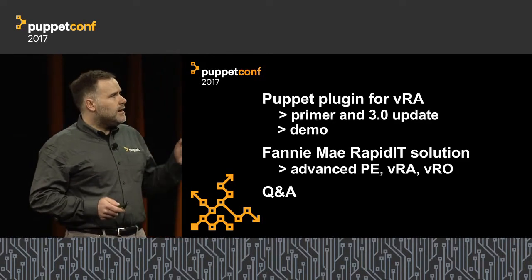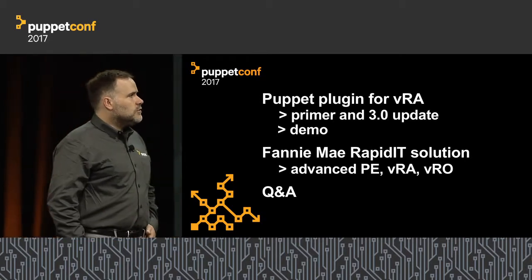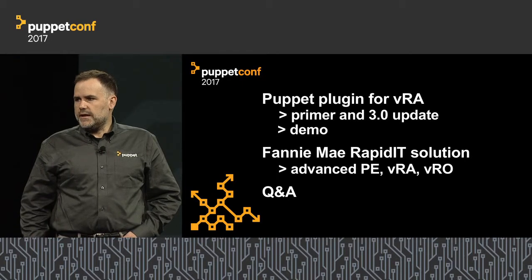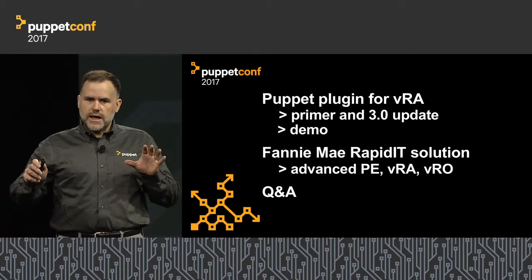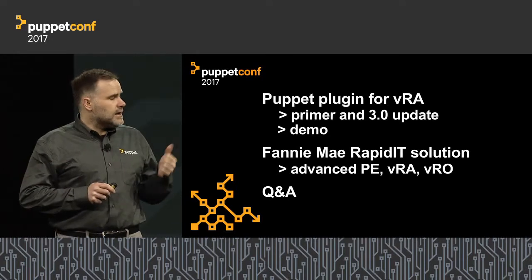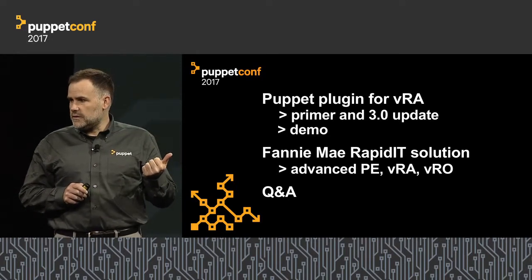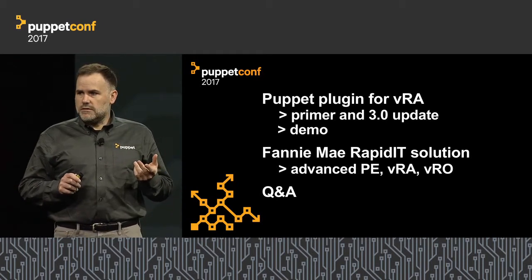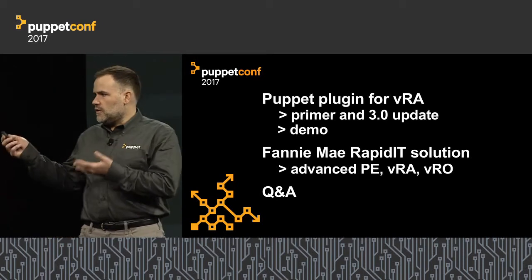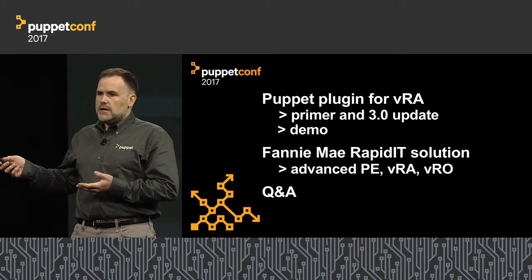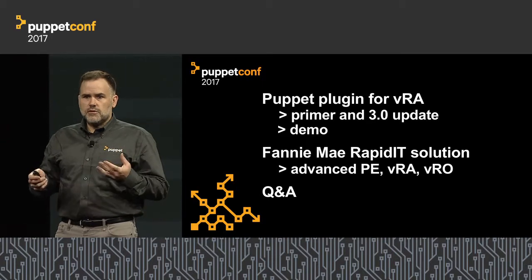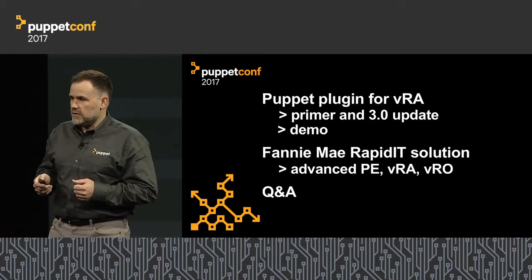The agenda that we have is essentially to do a primer and an update of what's in vRealize Automation 3.0 and the Puppet plugin for VRA 3.0, and a demonstration, a live demonstration, very gutsy on the main stage, of that solution to give you a feel for it. And then I want to turn it over to someone who's really done it for quite a while, hardcore in the field, and Trent's going to take us through what they've got going at Fannie Mae. So it should be really exciting.